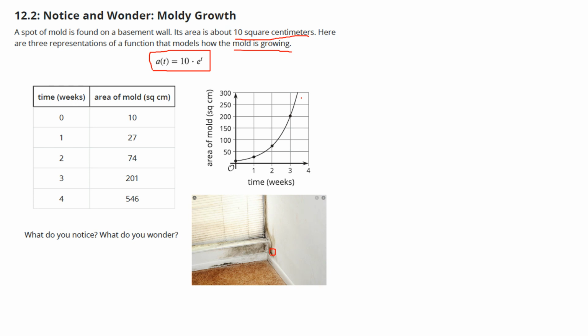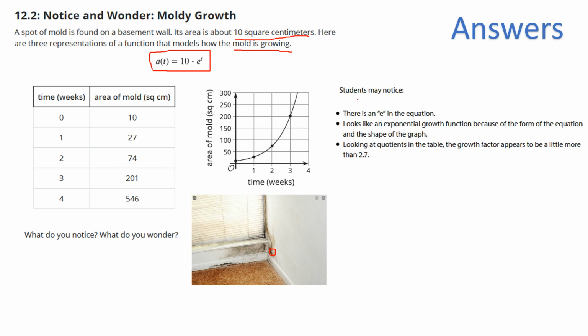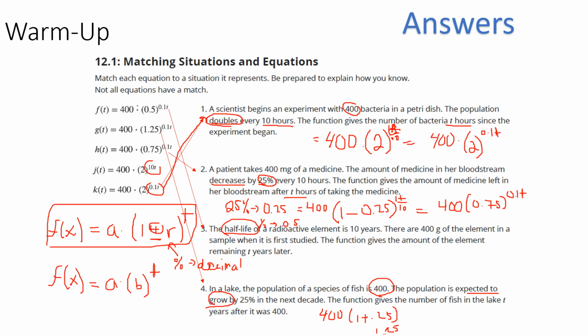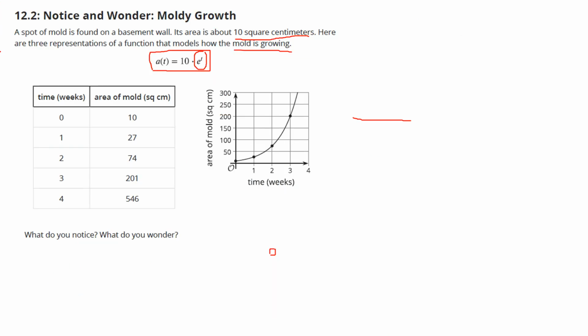All right, awesome. Now that you had a chance to write one sentence on what you notice and one sentence on what you wonder, here are a couple examples of things that you should have noticed. Something you should have noticed is there is an E in the equation. Did anybody notice that we were using the letter E in this equation? Normally, especially in our previous examples, let me go back, our rates were either 0.5, 1.25, 0.75, 2, and in this case 2, right? But in this problem, we have the letter E as our growth rate.